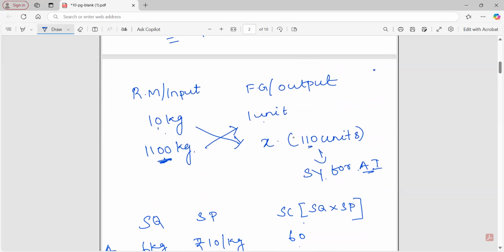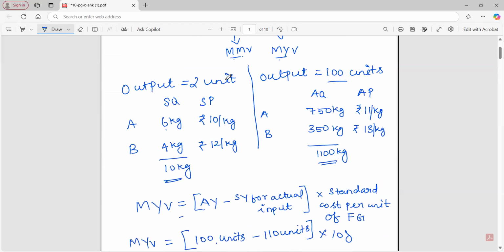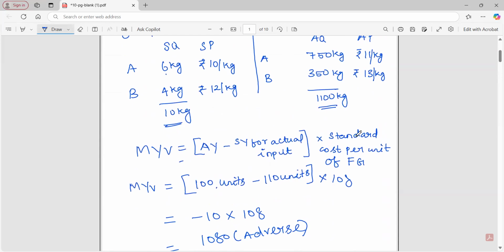So here in this question, we directly took 108 because the standard output in the question was 1. Suppose the standard output is not 1, then the standard cost should be divided by the standard output to get the standard cost per unit of finished goods. I hope it is clear.